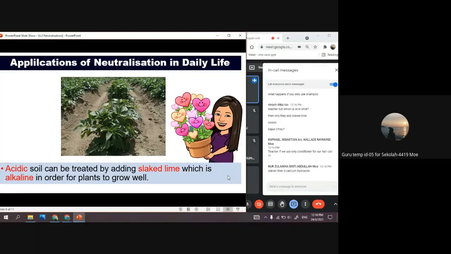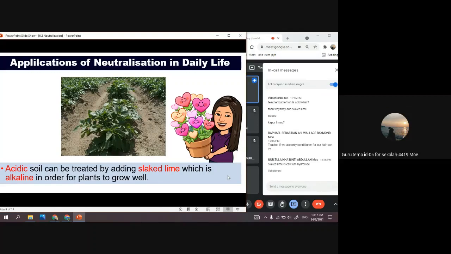Teacher, if you use only conditioner for our hair can? Cannot. Kalau guna conditioner saja, conditioner tu kan acid. So kamu pakai dekat rambut kamu, nanti lama-lama dia akan menghakis kulit kepala kamu. So kita kena balancekan dia guna shampoo alkaline dan juga conditioner tu acid. So dia akan neutralize. Alright. Slate lime is calcium hydroxide.